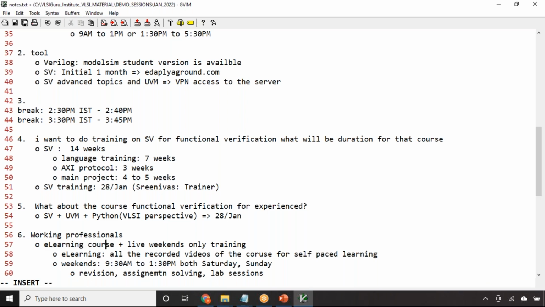And also the UVM training, it says that it would be for 5 weeks, but earlier when I inquired, it was said it would be around 8 weeks or so.